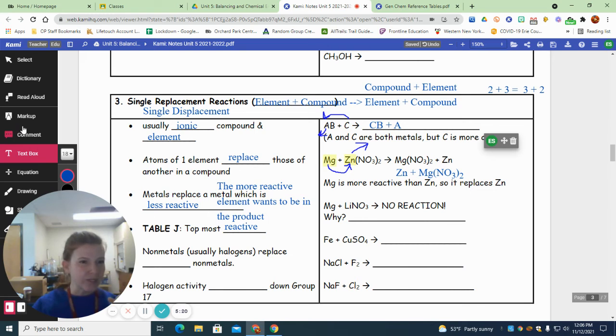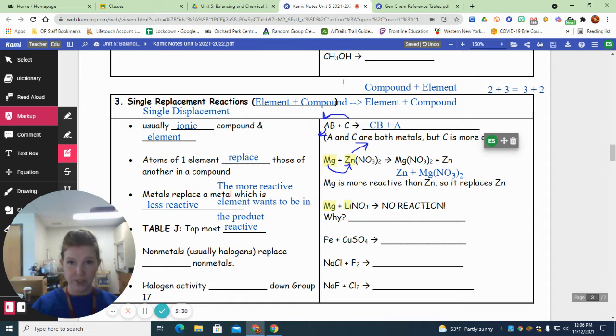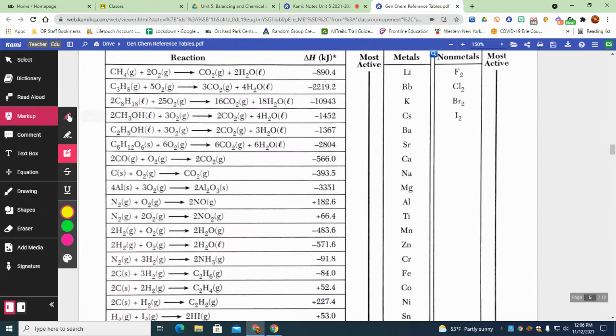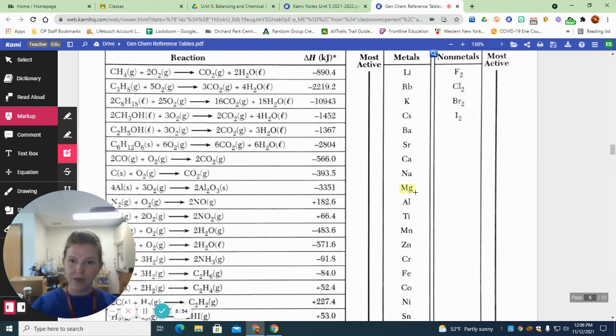Take a look at this next one down. It says we have Mg, that's my element by itself, plus LiNO3. Magnesium is a metal, so it's going to attack the metal in this compound, which is the lithium. So I head over to Table J and I find those two elements. I find magnesium and I find lithium. According to this, lithium is higher, so lithium is more active.